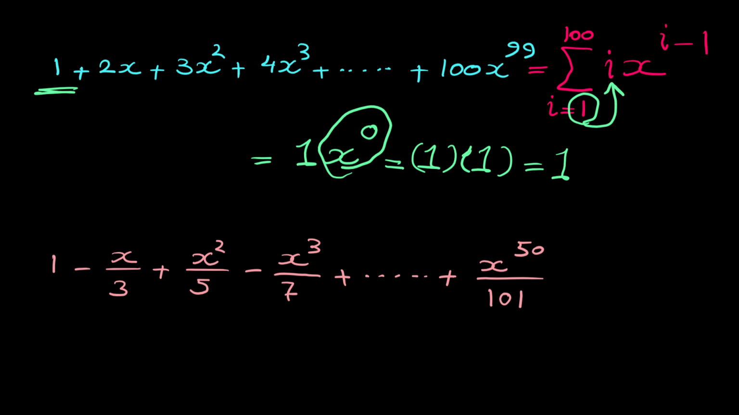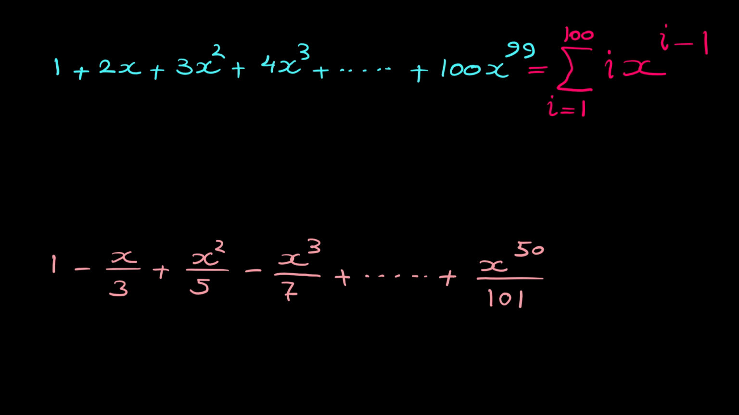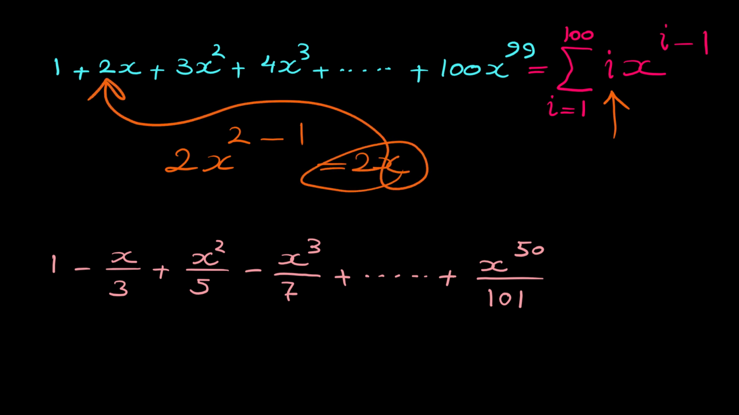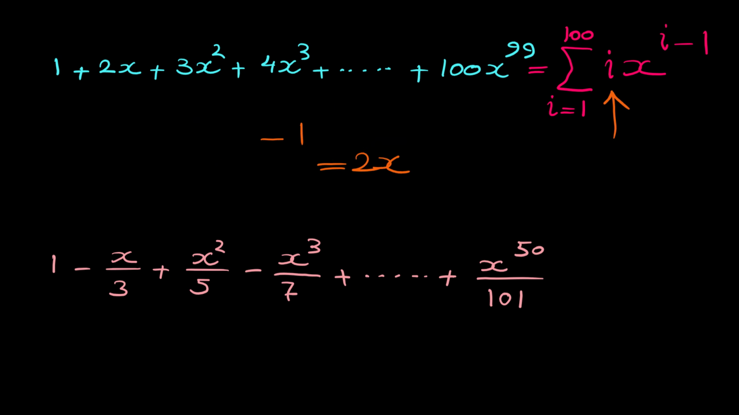And that's it. So it seems that our formula works perfectly. Let's see what happens if we plug in 2 here. Then we have 2x to the power of 2 minus 1, which is 2x. Now, let's do the next example.